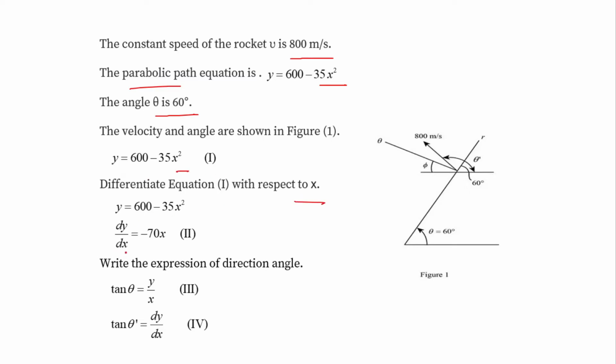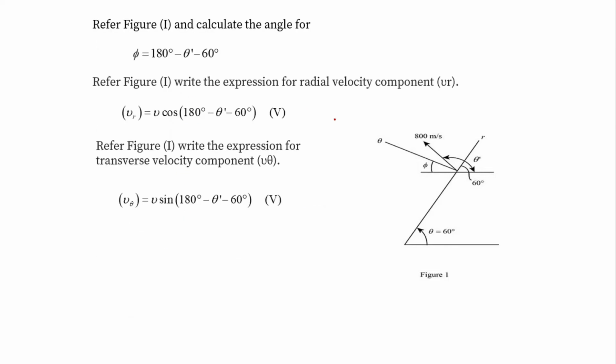From here we can get dy by dx, which is the change in inclination. So it can be written as tan theta dash equal to dy by dx equal to minus 70x. As we know, this would be the instantaneous angle theta. So the transverse and radial component of velocity can be written as v cos phi and v sin phi. As we know, this is the instantaneous angle phi, which is 180 degree minus 60 degree minus theta dash. Means this is the change in angle.